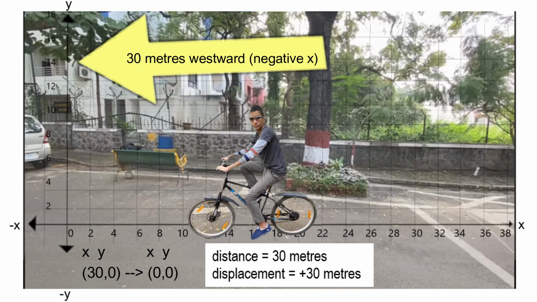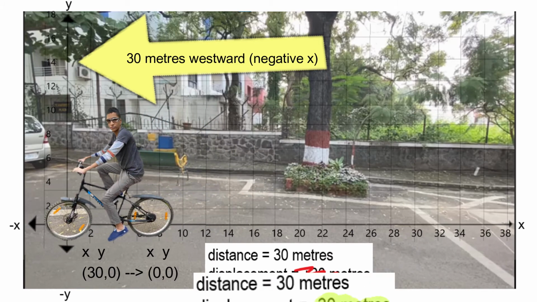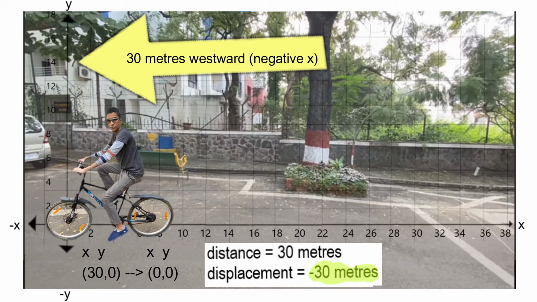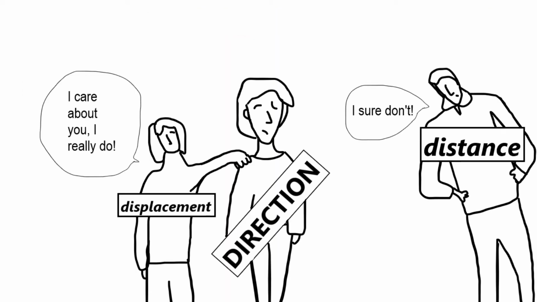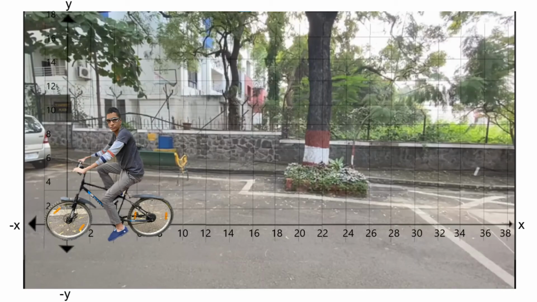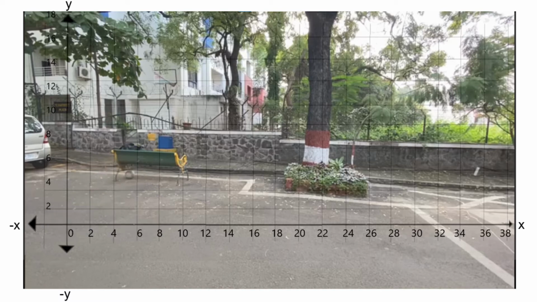If he were to travel back, he would move in the negative x direction, back to 0, 0, and so his displacement would be negative 30, but the distance traveled would still be 30 meters. The direction of travel can affect the displacement, but not the distance. By the way, it isn't compulsory that east has to be positive and west be negative. It could be the opposite. The signs associated with each direction are decided by you. That's the cool thing about physics. You can model things to your liking.